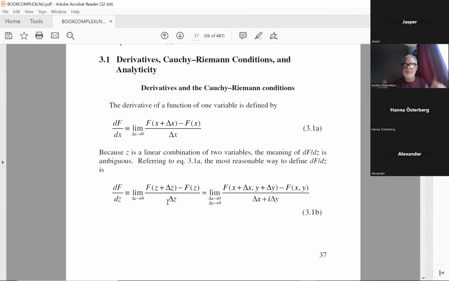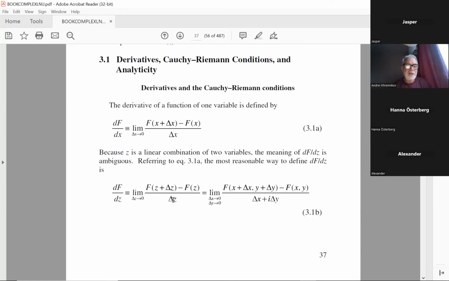It means that its absolute value, or modulus, goes to zero. So this radius goes to zero. Now, this is the definition of the complex derivative.